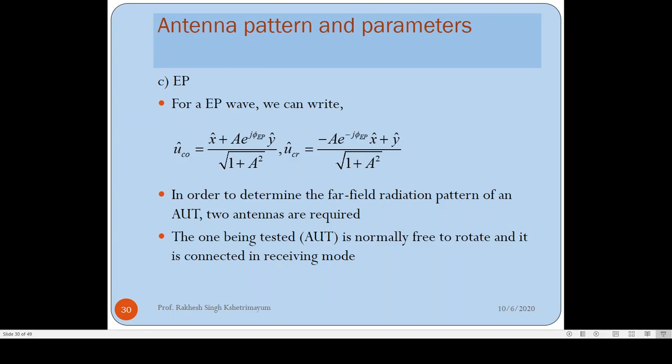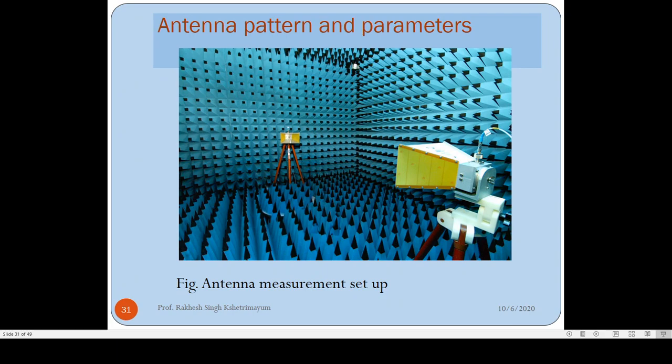So how do we measure this co and cross component? That's what we are going to see in the next diagram. As I have already told you, you have a transmitting antenna and a receiving antenna. This is a transmitting antenna, which is a horn antenna. You have a receiving antenna, which in this case is a microstrip antenna. The transmitting antenna is usually fixed. The antenna under test, AUT, can be moved in any arbitrary direction by using a motor. This is fixed, but this you can keep on moving.